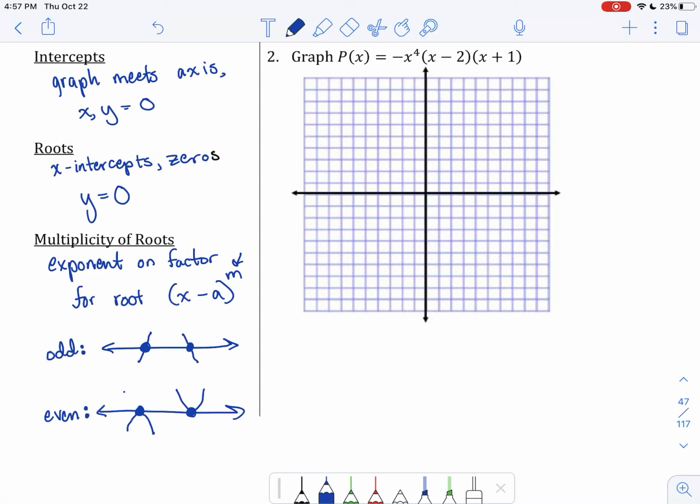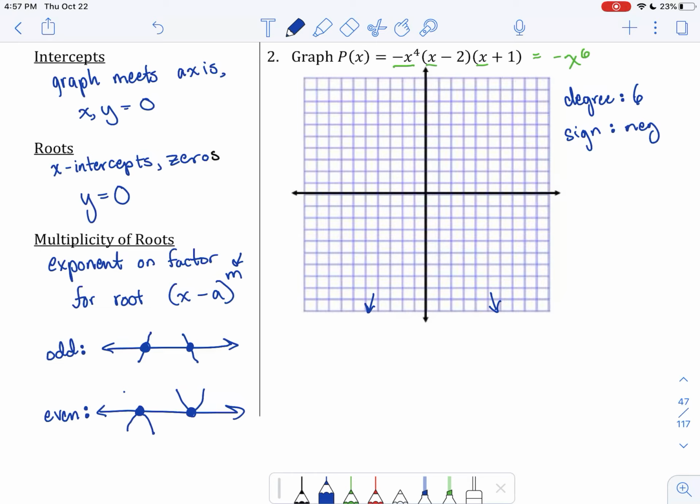So when I'm going through number 2, my leading term here is negative x to the 6th: negative x to the 4th, times x squared. So my degree is 6, which makes it even, and the sign is negative. So our end behavior is going to be pointed down, both ends the same way.